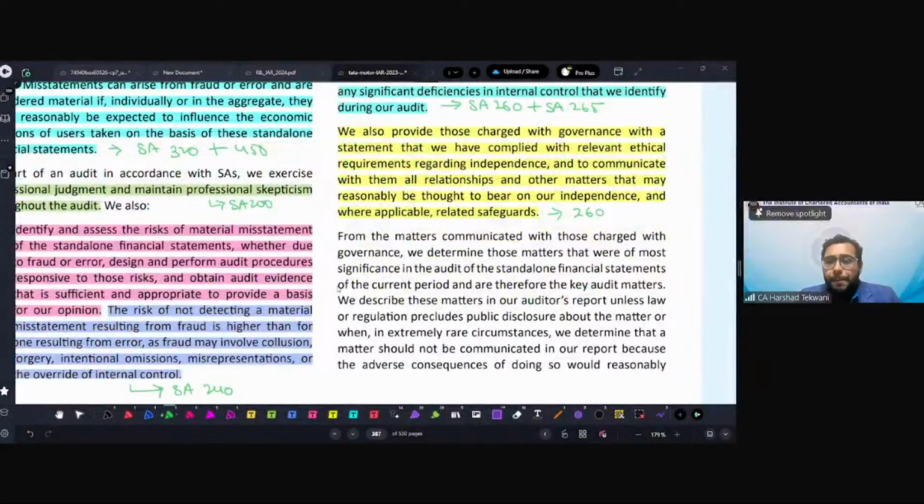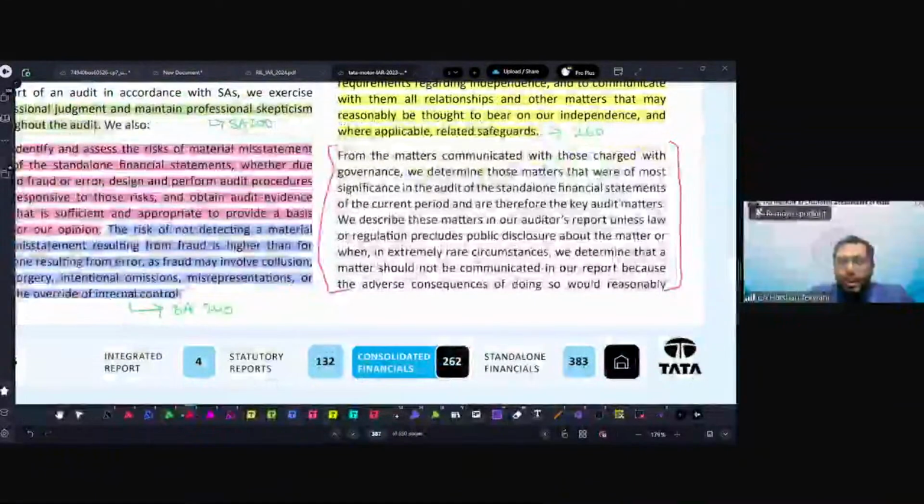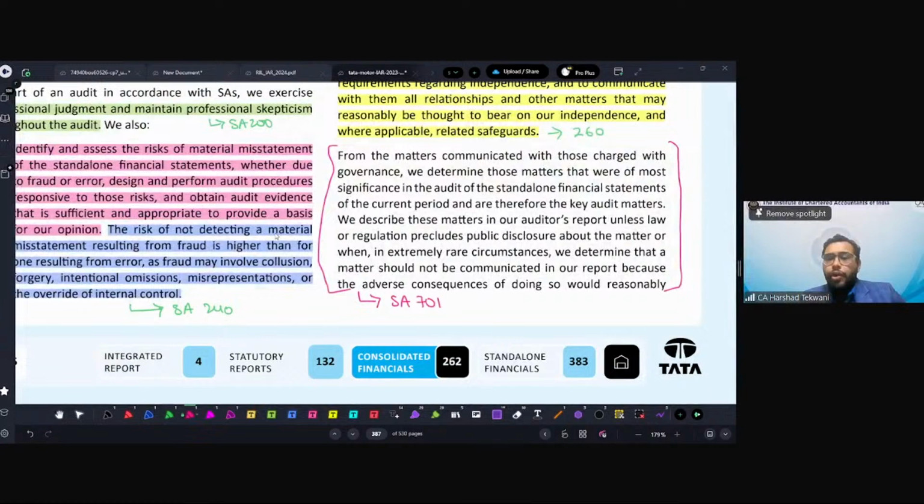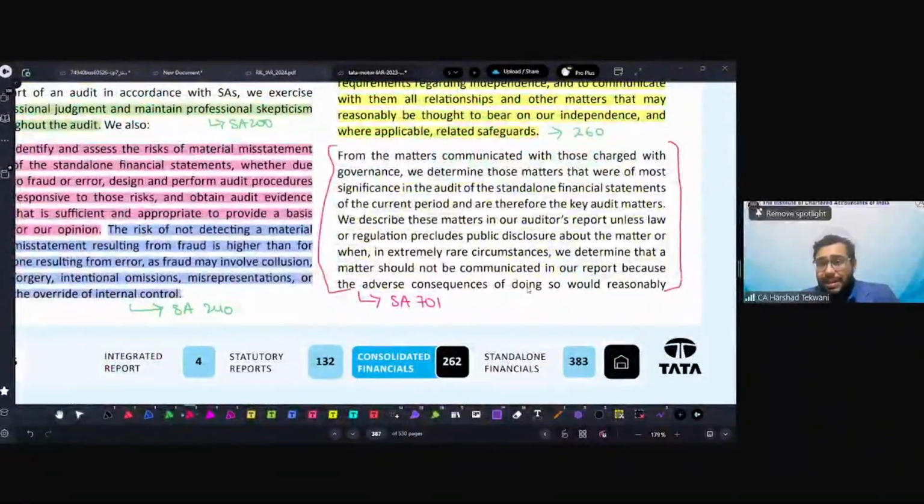Now, this particular part, I will skip as of now. The reason is that this is nothing but the key audit matters, which we have not yet covered, and the responsibility for key audit matters as per SA 701. So again, we are reiterating the responsibility for key audit matters under SA 701 in our auditor's responsibility segment. But as of now, I will skip this part. I will come back when I discuss SA 701.